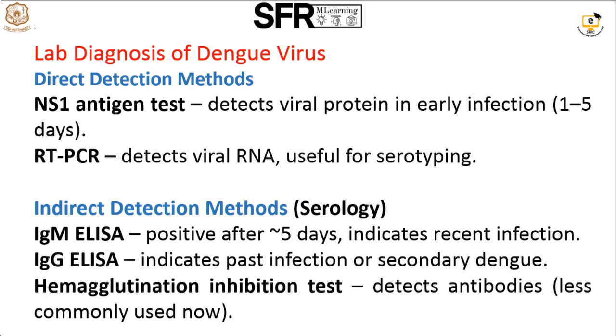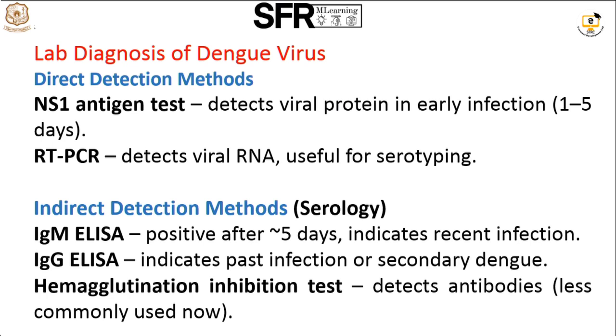Then the next one is RT-PCR, which can easily detect viral RNA. NS1 is used to detect the viral protein, while RT-PCR is used to detect the RNA. The second method is the indirect detection method. Indirect detection methods are mostly used for serological examinations.